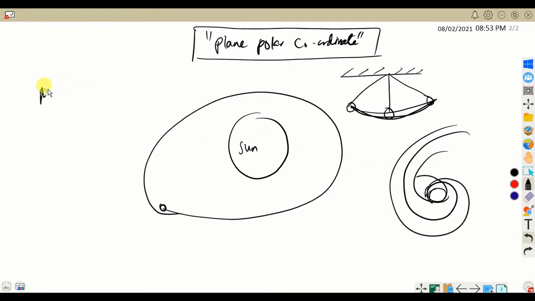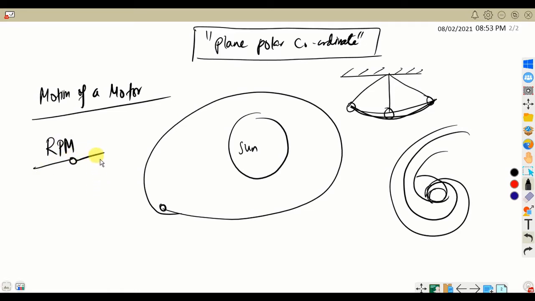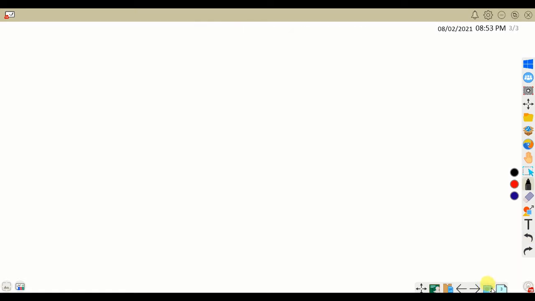For an example, the motion of a motor is going around and round. That's why it is written as RPM, rotations per minute. In order to understand how you can figure out acceleration, velocity and position at a certain time, we need to understand how to construct the mathematics in an efficient way. And to do that, we are going to introduce the polar coordinate system. How are we going to do it?